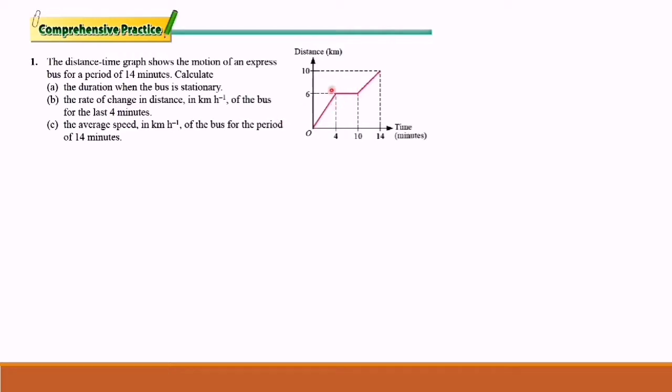From 4 minutes to 10 minutes here, the bus is stationary. So the answer for A is 10 minus 4 equals 6 minutes.